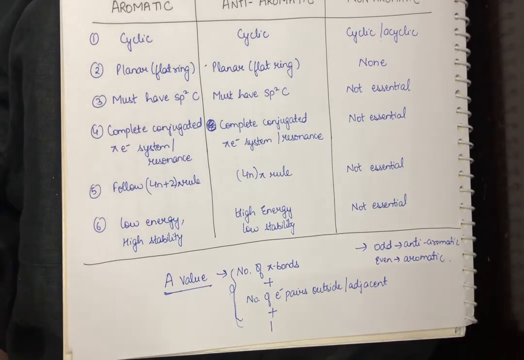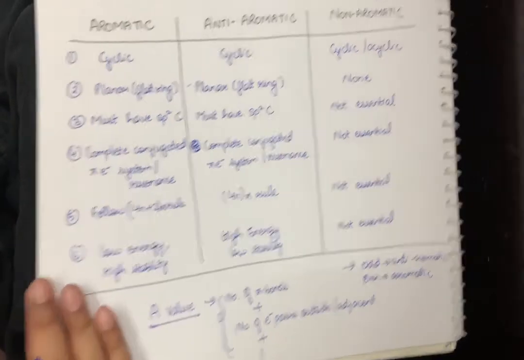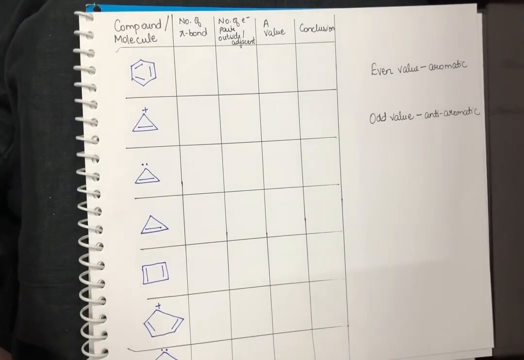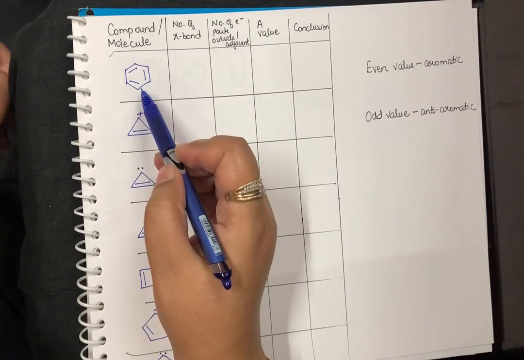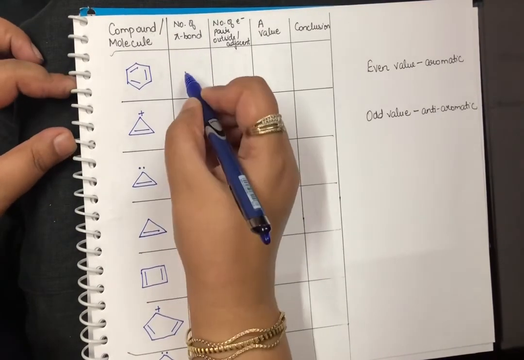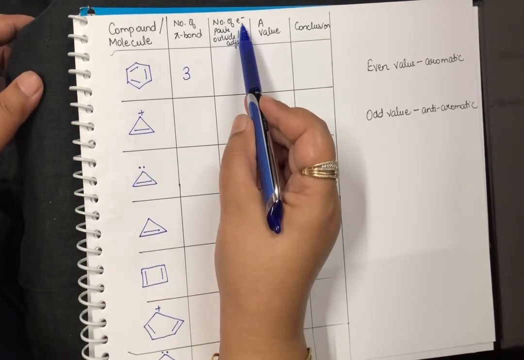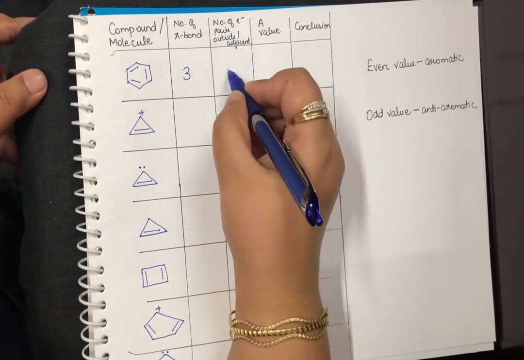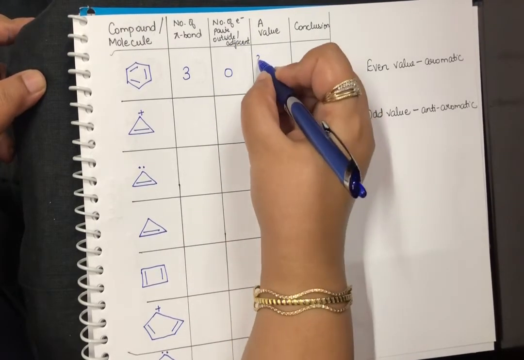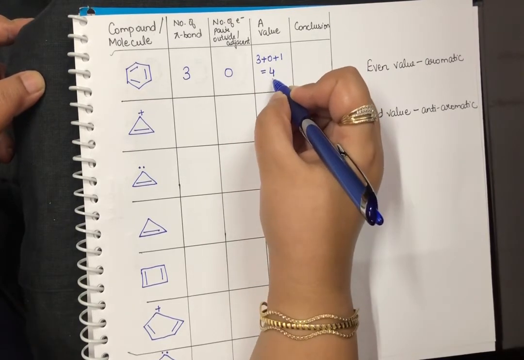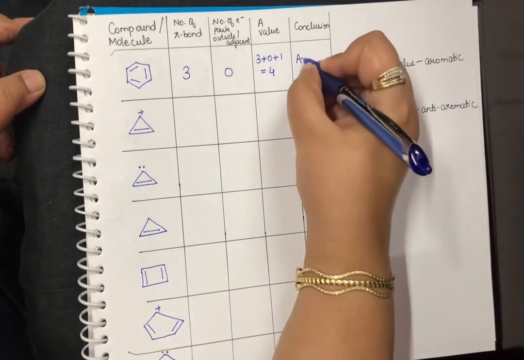Now let's start applying the formula and see if we are getting it or not. I have written a few compounds here for which we'll be checking their features, if it is aromatic, anti-aromatic or non-aromatic. For this particular compound, how many pi bonds can you see? I can see 3: 1, 2 and 3. And are there any electron pairs outside or adjacent? No, it is 0. So what is the a value? The a value is 3 plus 0 plus 1. So the answer is 4, which is even, and for even we know it is aromatic.